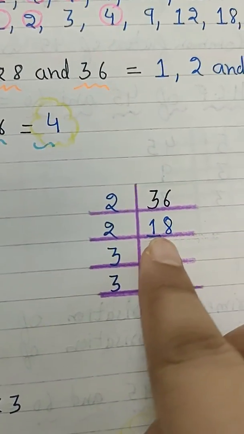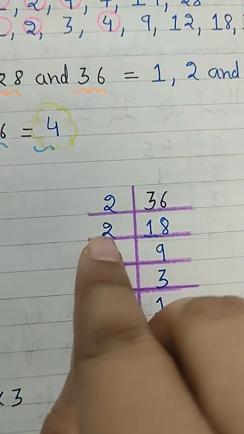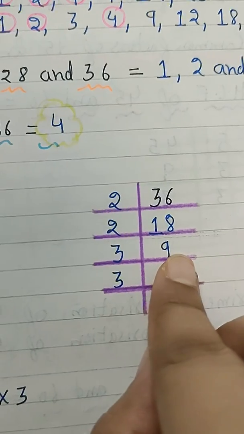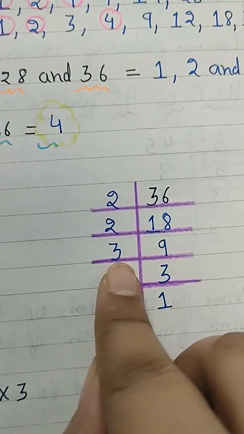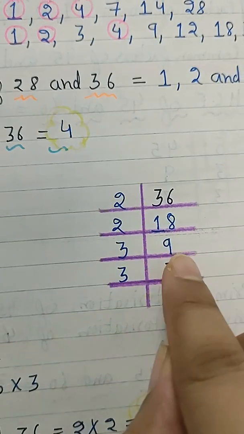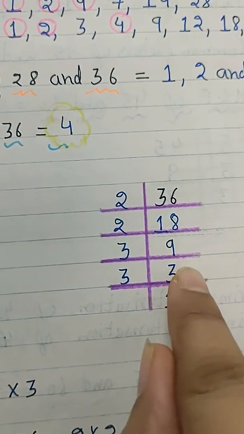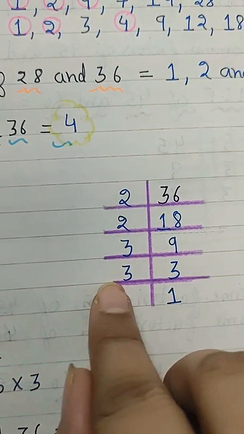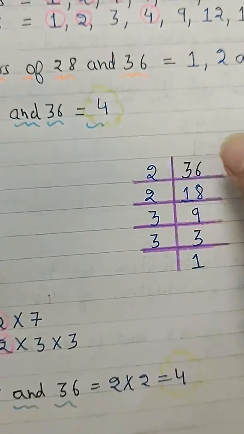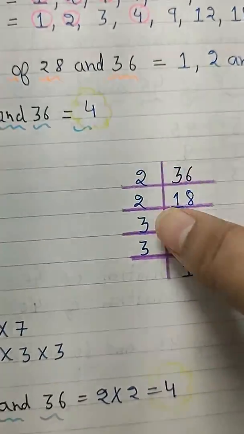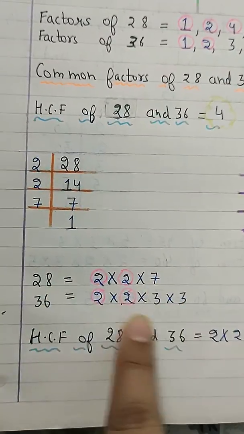Now we have got 18. I know that you people know the table of 2, so 18 comes in the table of 2 at 9, so we write 9. 9 does not come in the table of 2, so we go to the next prime number, that is 3. 9 comes in the table of 3 at 3, so we write 3 here. 3 comes in the table of 3 at 1. So this is the prime factorization of 36: 2 into 2 into 3 into 3.